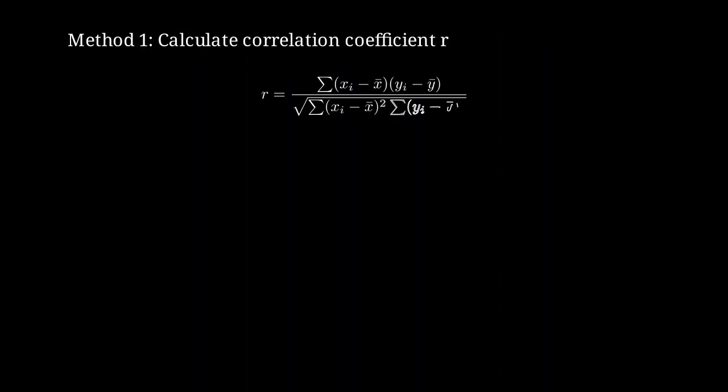R equals the sum of (x sub i minus x bar) times (y sub i minus y bar), divided by the square root of the sum of (x sub i minus x bar) squared times the sum of (y sub i minus y bar) squared. The correlation coefficient R always ranges from -1 to +1.